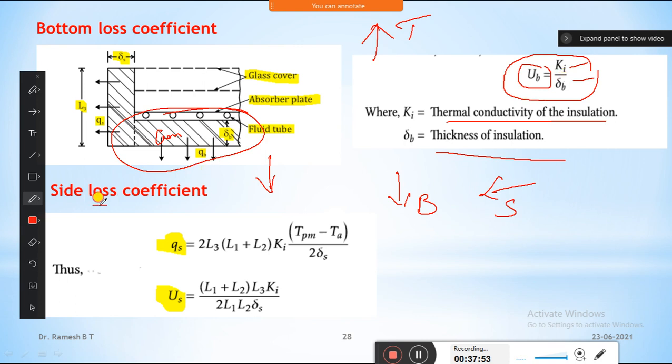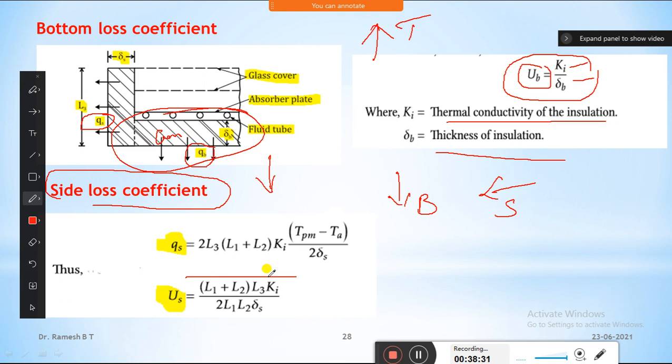And come to the last one, the side loss coefficient. The side coefficient is always considered along with the bottom. It is assumed that the conduction resistance dominates. Here also it is one dimensional and steady state, and the flow is in the side direction. Just observe this figure, this represents the side heat loss. Qs is the side heat loss, Qb is the bottom heat loss. So this Qs we can write as 2 L3 into L1 plus L2, Ki, TPM minus TA, divided by 2 delta S.